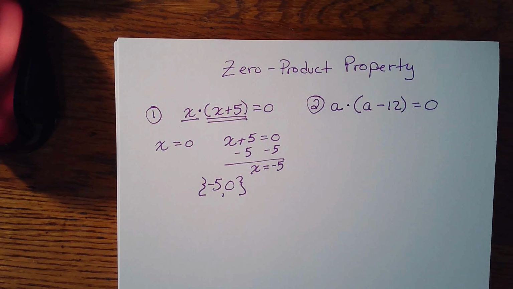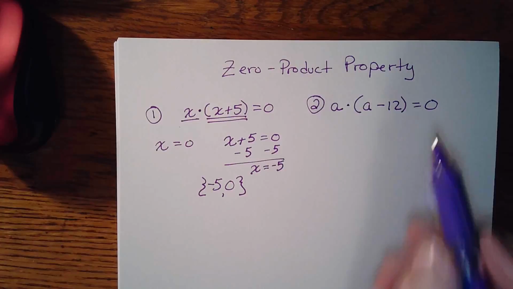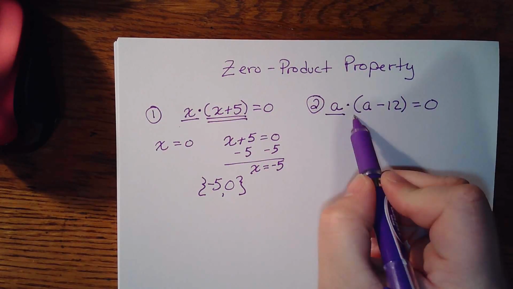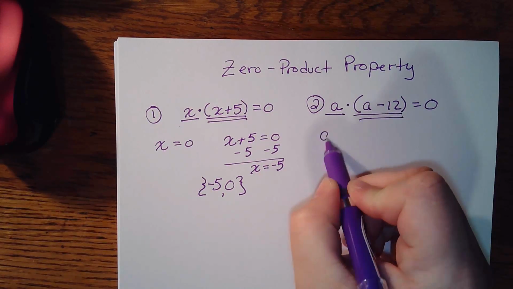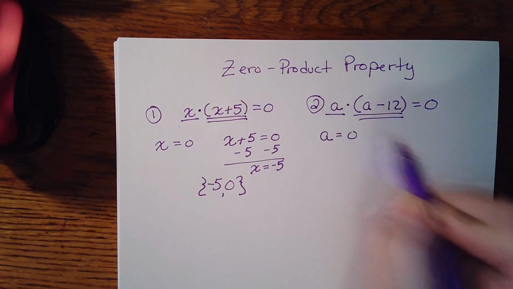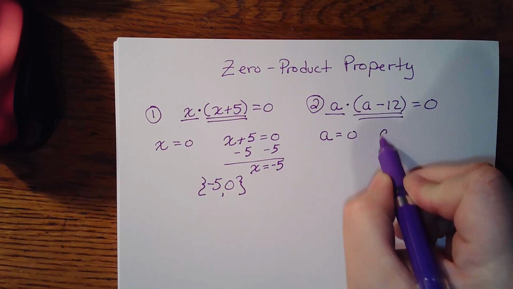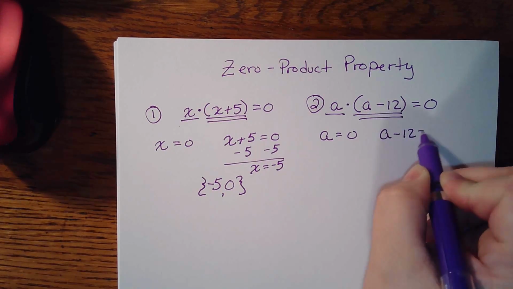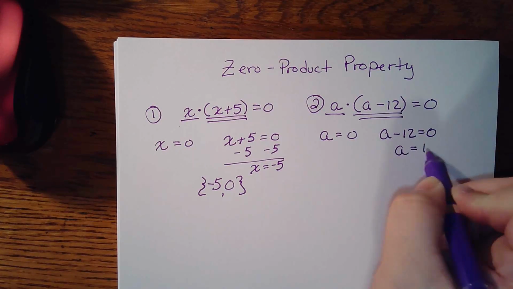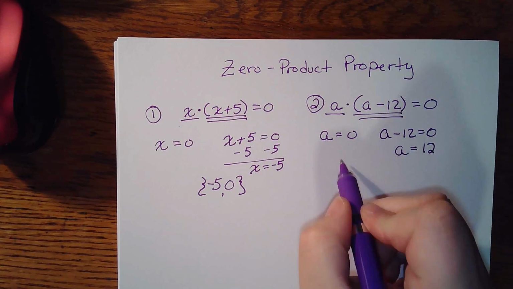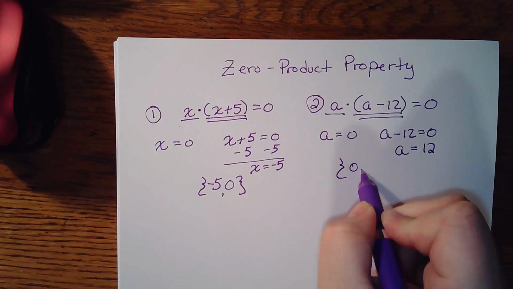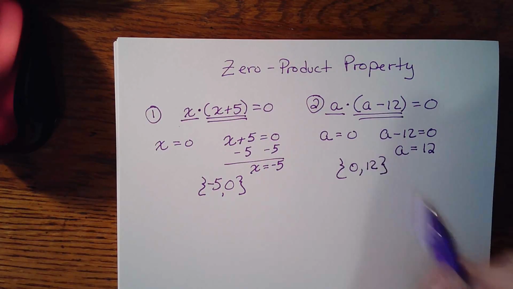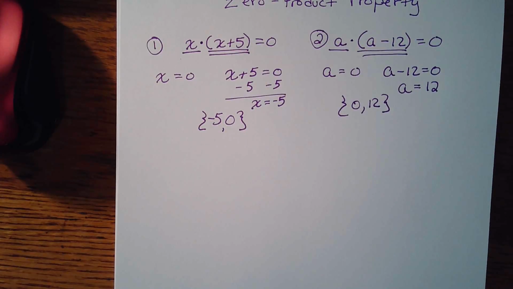Okay, hopefully you've paused the video by now. So let's walk through. Remember, once again, the first one and the second one are each set equal to 0. So a equals 0 is the first answer. A minus 12 equals 0 is going to become a equals positive 12. So we're going to have 0 and positive 12 as my answer. Now, if you got that one, great. Then we're ready for our next step.